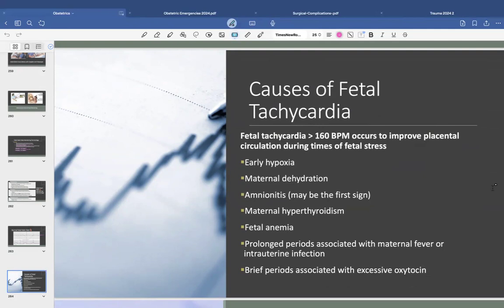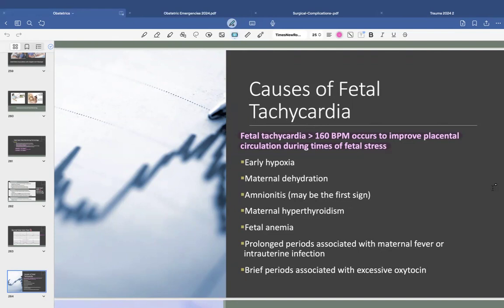Amnionitis might be the first sign in patients if they occur for babies that are showing fetal tachycardia, so inflammation of the amniotic fluid, the amniotic sac. Maternal hyperthyroidism can cause fetal tachycardia. If the baby is anemic, they may have fetal tachycardia. Prolonged intrauterine infection. Sometimes you can see fetal tachycardia with excessive oxytocin.